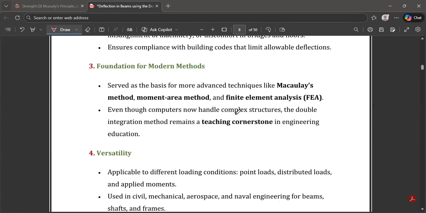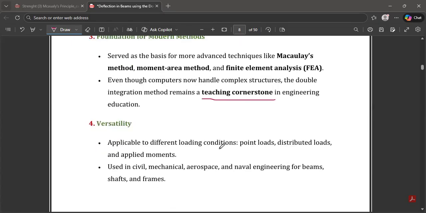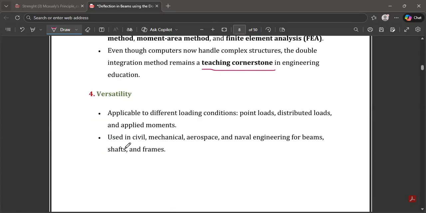Even though computers now handle complex structures, the double integration method remains a teaching cornerstone in engineering education. Its versatility is its application to different load conditions: point load, distributed load, and applied moment. Also, it is used in civil, mechanical, aerospace, and naval engineering for beams, shafts, and frames.